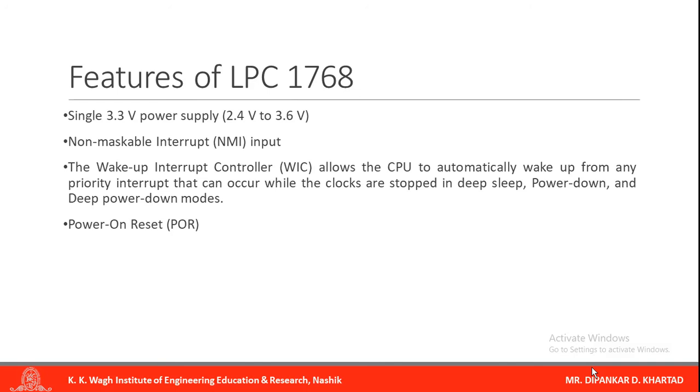The wake up interrupt controller allows the CPU to automatically wake up from any priority interrupt that can occur while the clocks are stopped in deep sleep, power down and deep power down. So the wake up interrupt controller is really essential because it has four power modes, and to interrupt from those four power modes, this wake up interrupt controller is really essential.